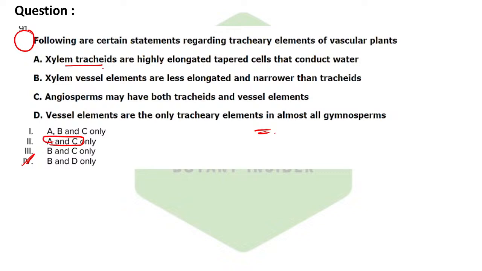Xylem tracheids are highly elongated and tapered cells that conduct the water. Second is saying that the xylem vessel elements are less elongated and narrower, so B is wrong. C option is saying that angiosperms may have both tracheids and vessel elements. So A and C options are the correct ones. That's why second is the correct answer for this particular question. Is it clear to all? Yes or no?